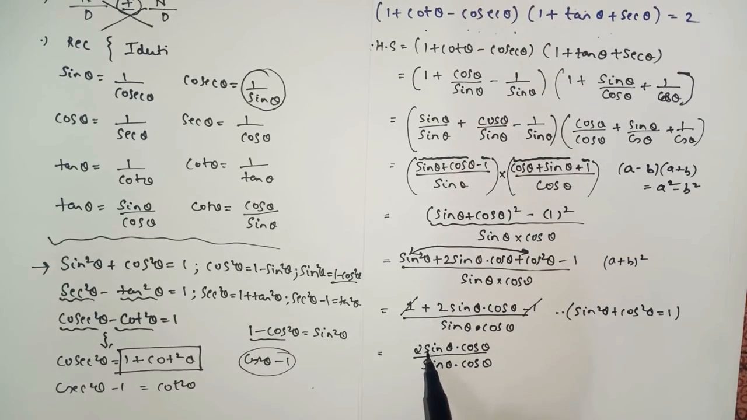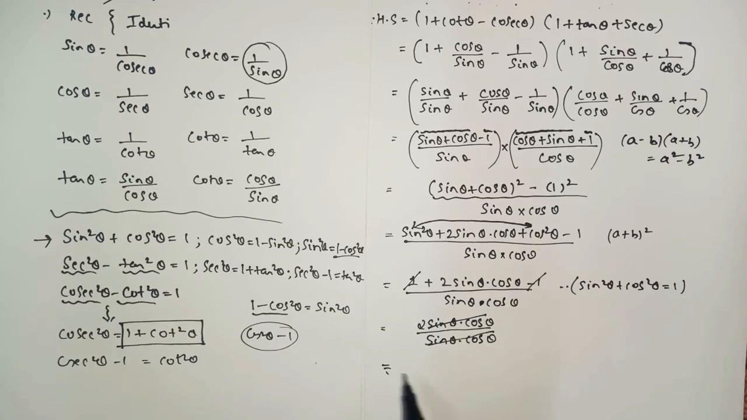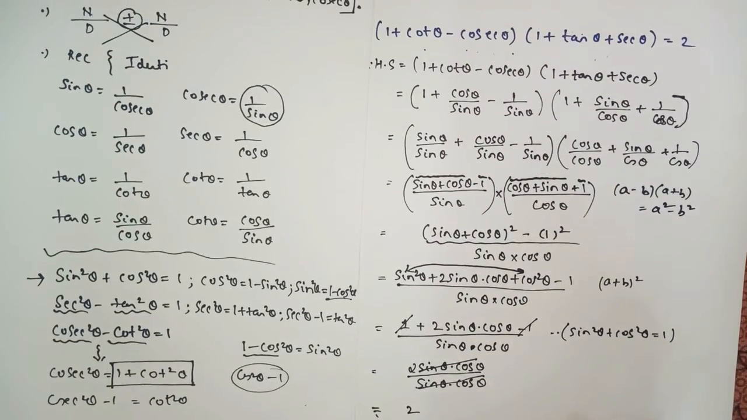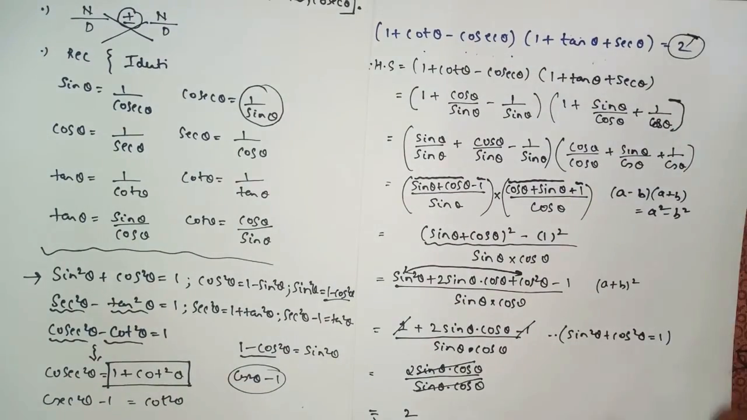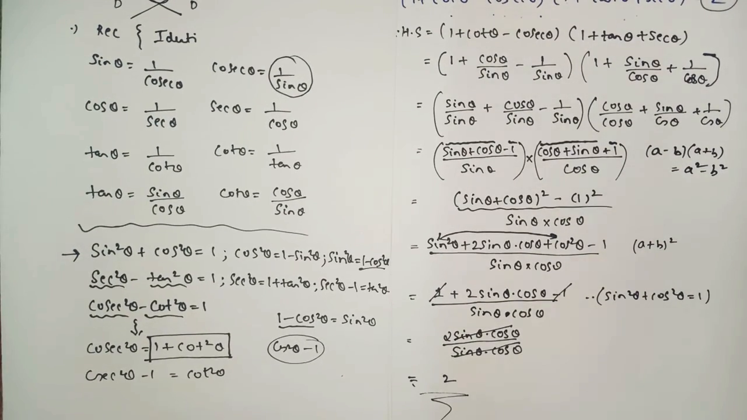Here also we can see that sine and cos are common, so we can cancel this part. So you'll be left with what? 2. So 2 is the required answer, that is your right hand side required answer. So here we got the right hand side answer. I hope you all understood this sum also.